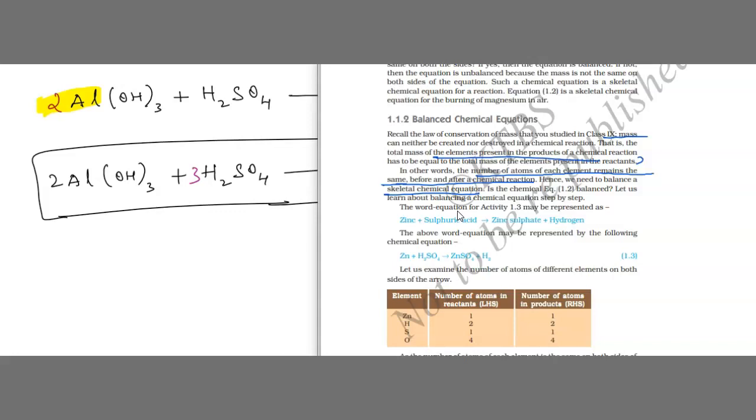Now can we take one more example of zinc and sulfuric acid? Shall we take it, children? Zinc plus sulfuric acid gives zinc sulfate and hydrogen. That reaction is given in the textbook. Let me solve that problem. The question is zinc plus sulfuric acid, that is H2SO4, gives zinc sulfate, and hydrogen gas is liberated.